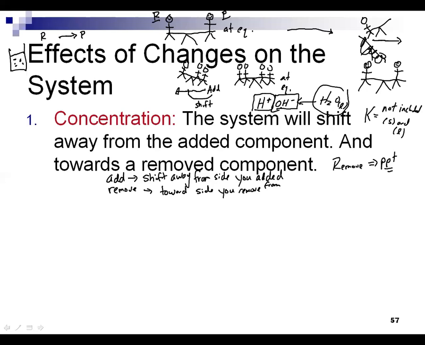So if you have an equation that involves H plus or OH minus, and you add the opposite, either if you have H plus and you add some hydroxide, or if there's hydroxide in the solution and you add some H plus, an acid to it, you will make water. And by making water, you will essentially be removing either the H plus or the OH minus, and that will cause the shift to occur to the side that you're removing it from. Any questions on that?